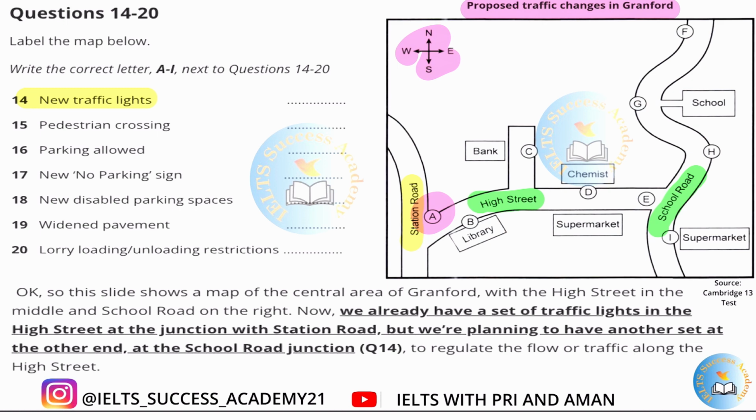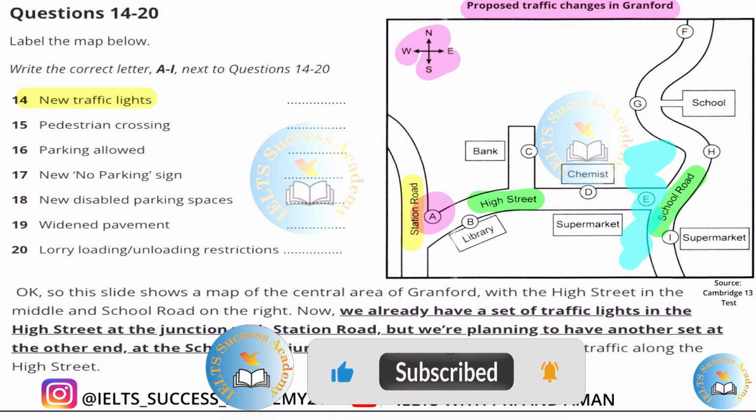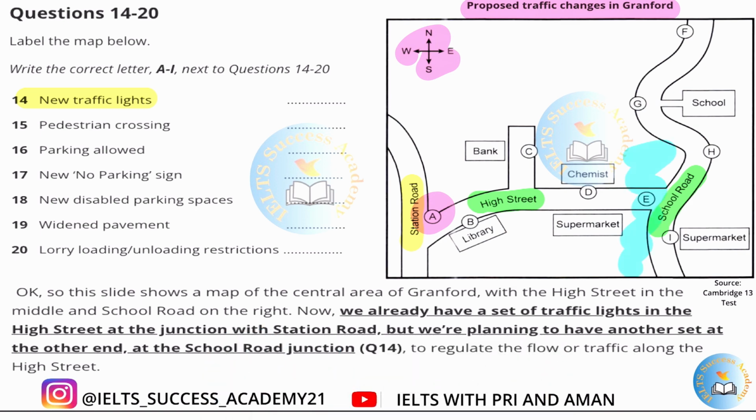So they are saying traffic lights are already installed there, but we are planning to have another set at the other end. So the new traffic lights are going to be at the other end. That means the side opposite to this one. So it should be somewhere on this side, which I highlighted in blue, at the School Road junction. There is only one thing at the junction of High Street and School Road, which is letter E. That is what I am highlighting here, to regulate the flow of traffic along the High Street. So the answer should be E. So let's write E here.